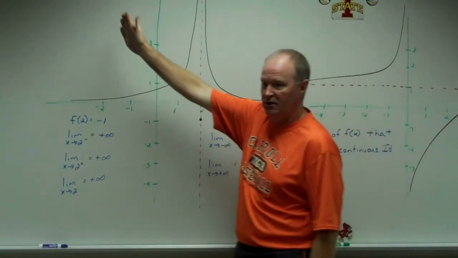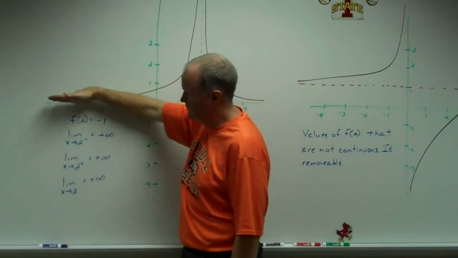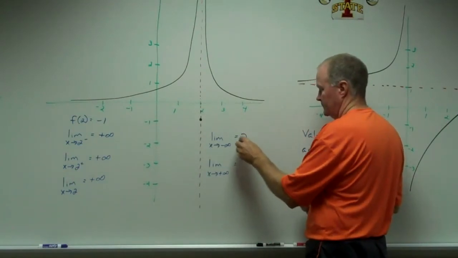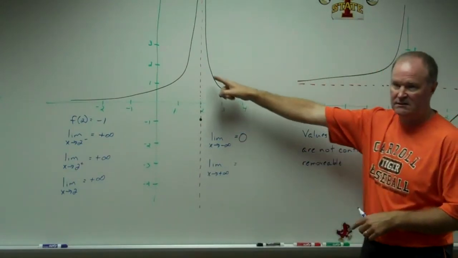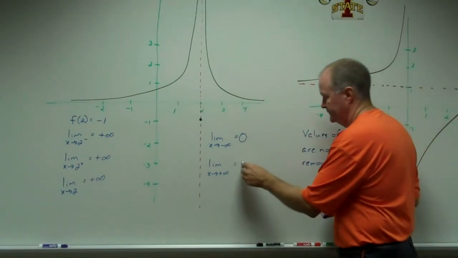-infinity. It's way over here. Get on the train. Goes to a y value of 0. Positive infinity goes to a y value of 0.